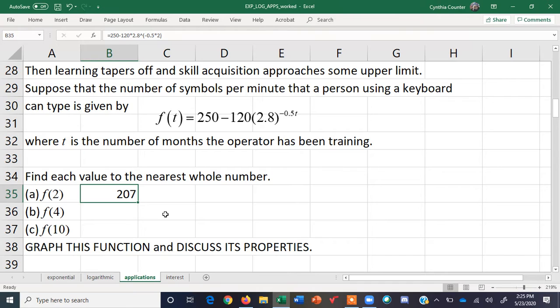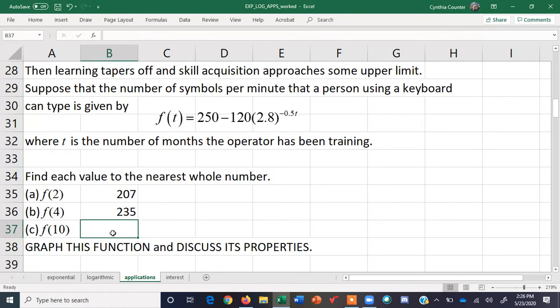So after 2 months of practice, the operator can type 207 symbols per minute. What about 4 months of practice? It equals 250 minus 120 times 2.8 to the power of open parenthesis, negative 0.5 times 4 months, this time, and we get 235 symbols per minute.